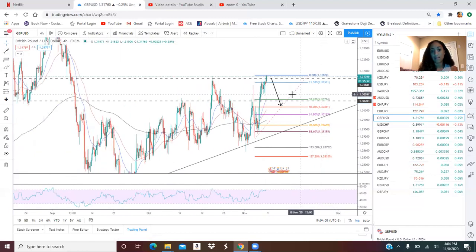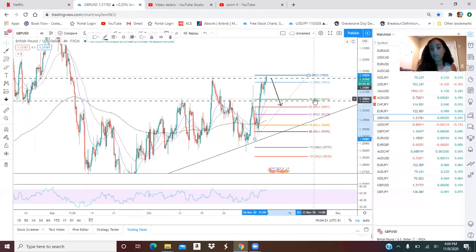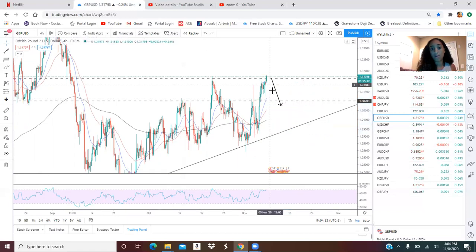If it comes back to this level, then I'll be interested in buying. And if it gives me some sort of signal that it's going to go back up, I would definitely buy off of this level. But you never know, price may literally come all the way back down to this trend line. So that's why you got to be very careful. This is a structure, but you never know. Price is always going to do what it wants to do.